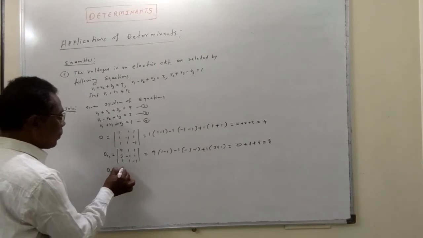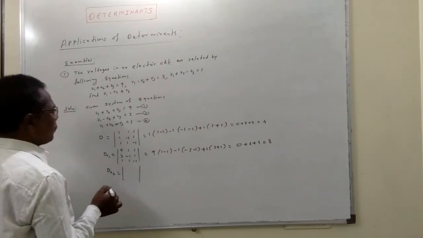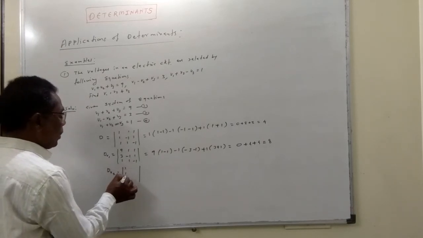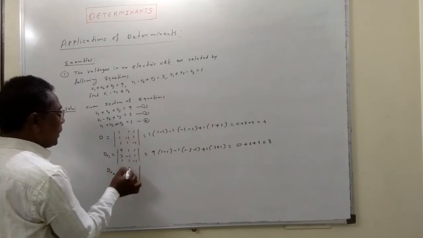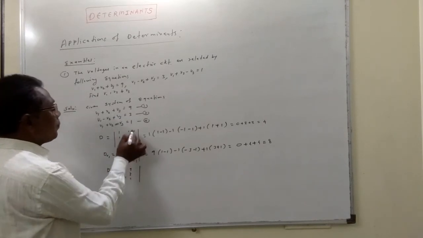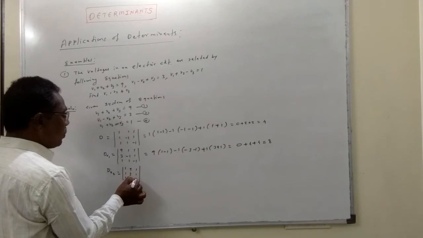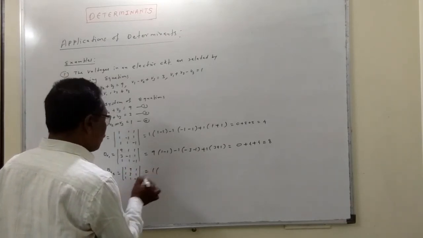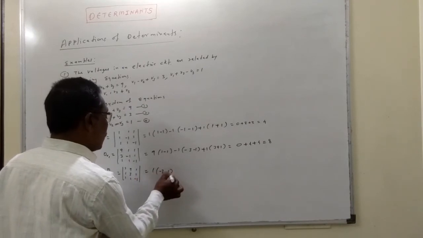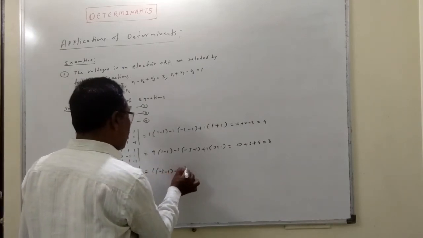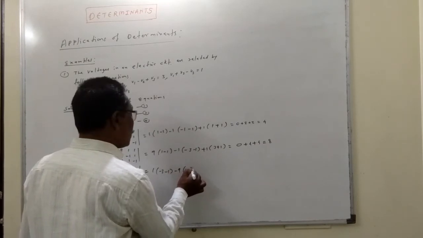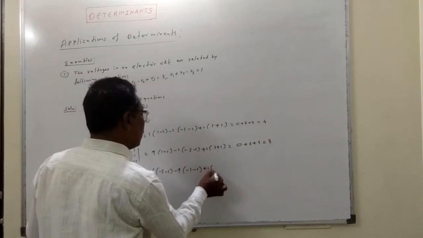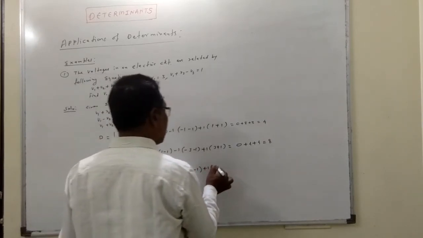DV2 is equal to determinant. Now DV2, its second column is replaced. So 1, 1, 1. Now this is replaced. So 9, 3, 1, 1, 1 minus 1. So that is equal to 1 into 3 into minus 1 is minus 3 minus 1 minus 9 into minus 1 minus 1 plus 1 into 1 minus 3.